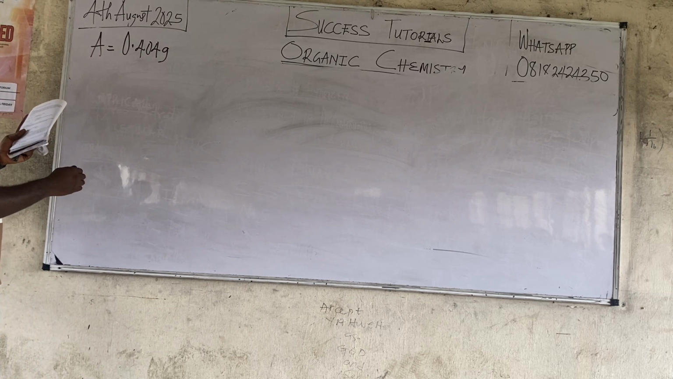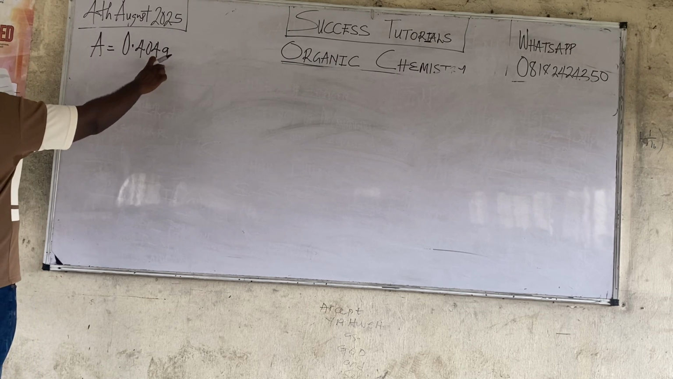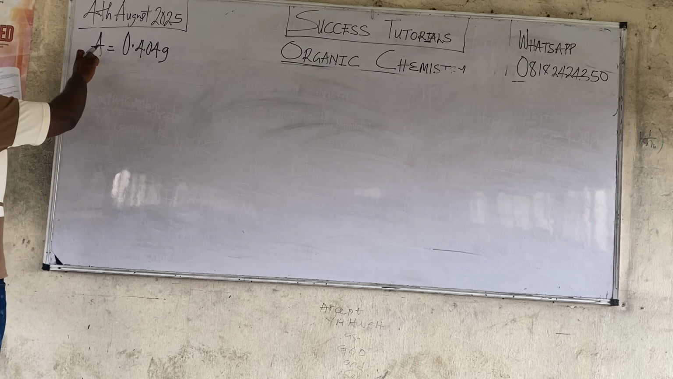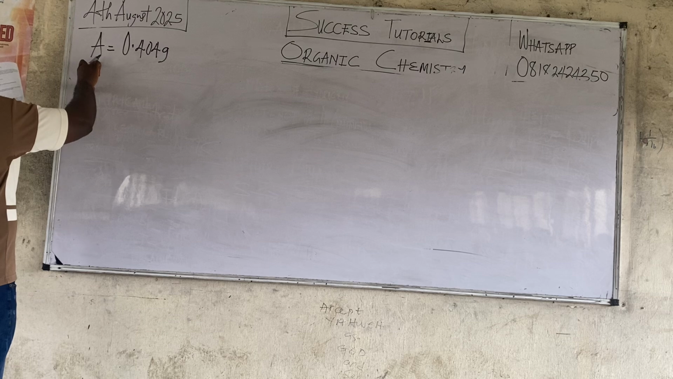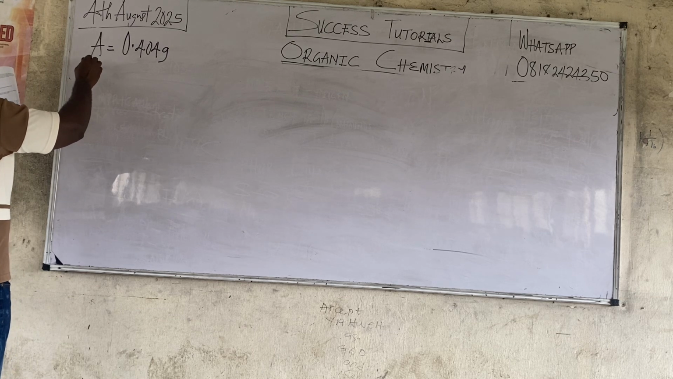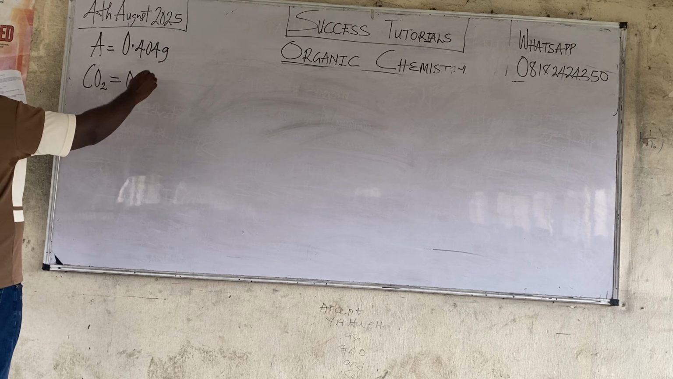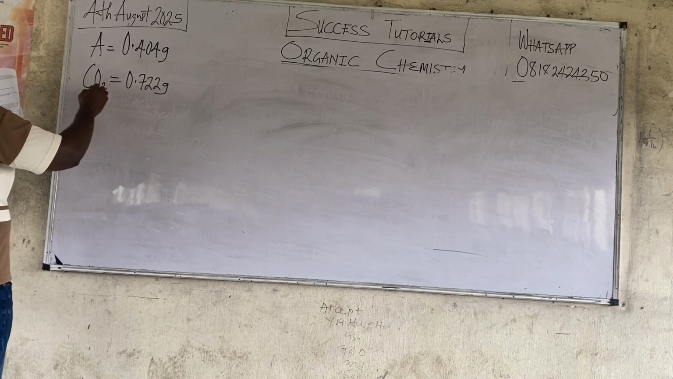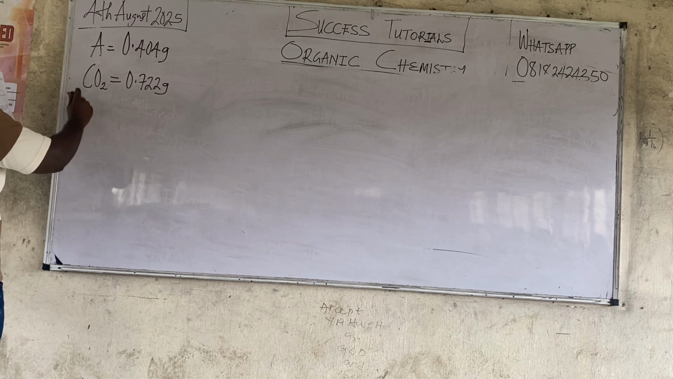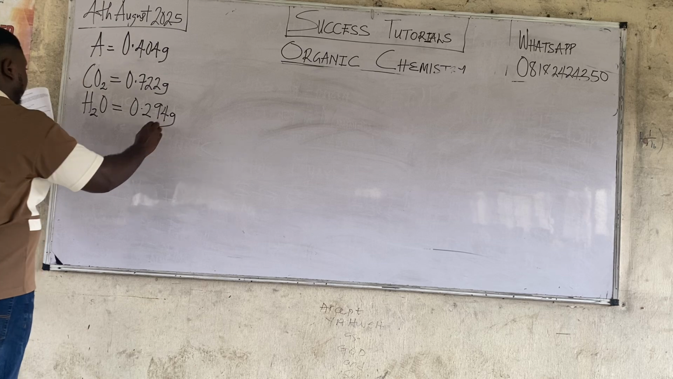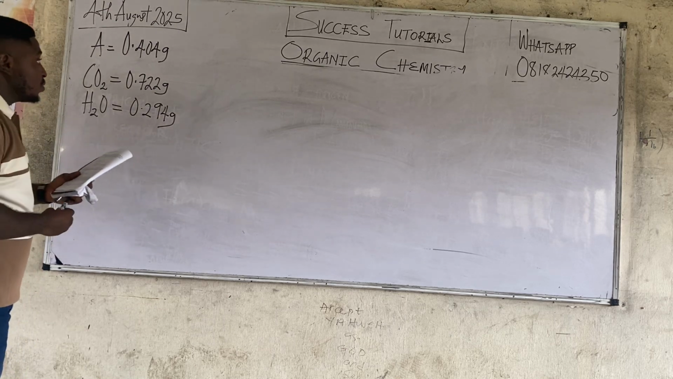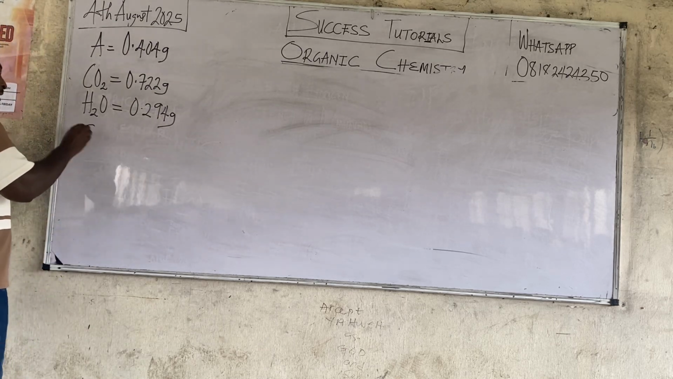Just to be clear, one more time: 0.404 gram of an organic compound A. The organic compound is unknown, so it's called A. It gave on combustion 0.722 gram CO2 and 0.294 gram H2O. We're asked to find the empirical formula of A.